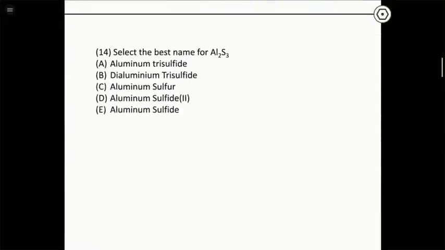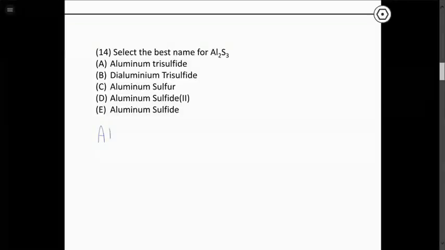All right, this one deals with nomenclature. Select the best name for Al2S3. So when we're doing nomenclature, the first thing we need to think about is what kind of compound it is. Is it an ionic compound or a covalent compound? Because those have slightly different rules. So if we think about the compound, what kind of element is aluminum? Is it a metal or a nonmetal?